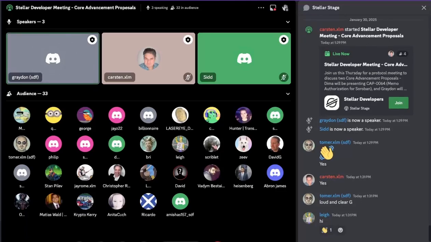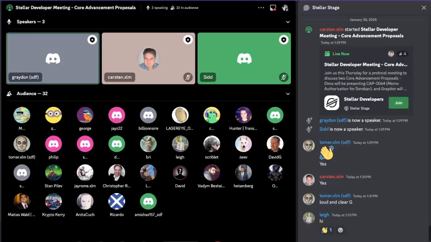So this is probably the smallest CAP that I've done so far, and certainly the simplest to describe, but it does actually have a fairly dramatic effect.